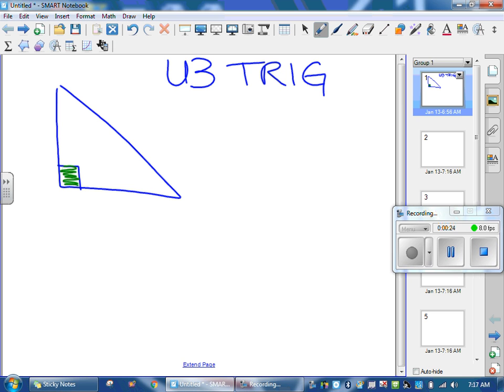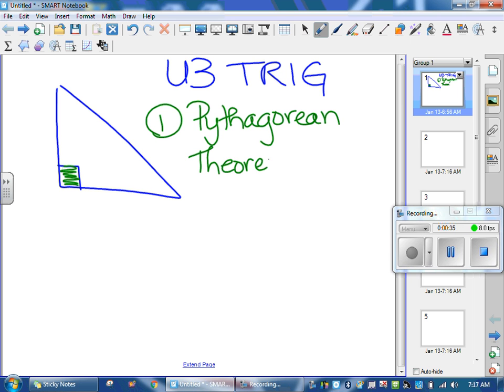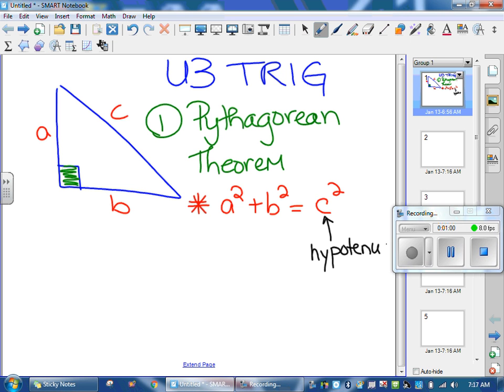One of the basic trig functions we've learned many years in a row now is the Pythagorean theorem. And that's used to find unknown sides. So one of the Pythagorean theorems is a squared plus b squared is equal to c squared. This would be c, this is b, and this is a. Now, c is always called the hypotenuse. And it's also the longest side.